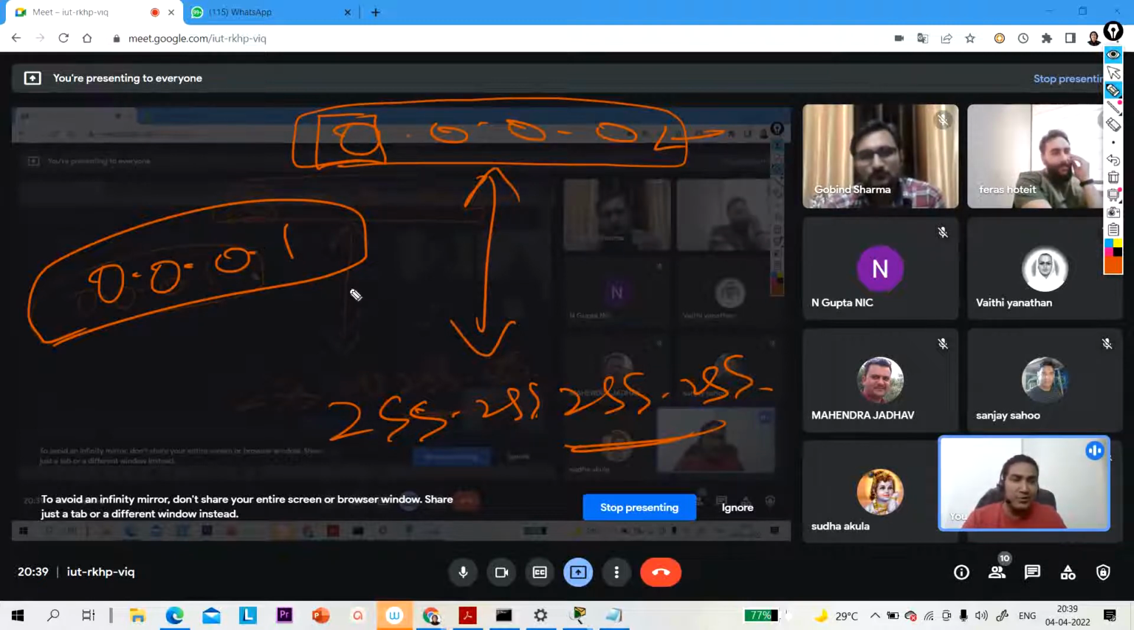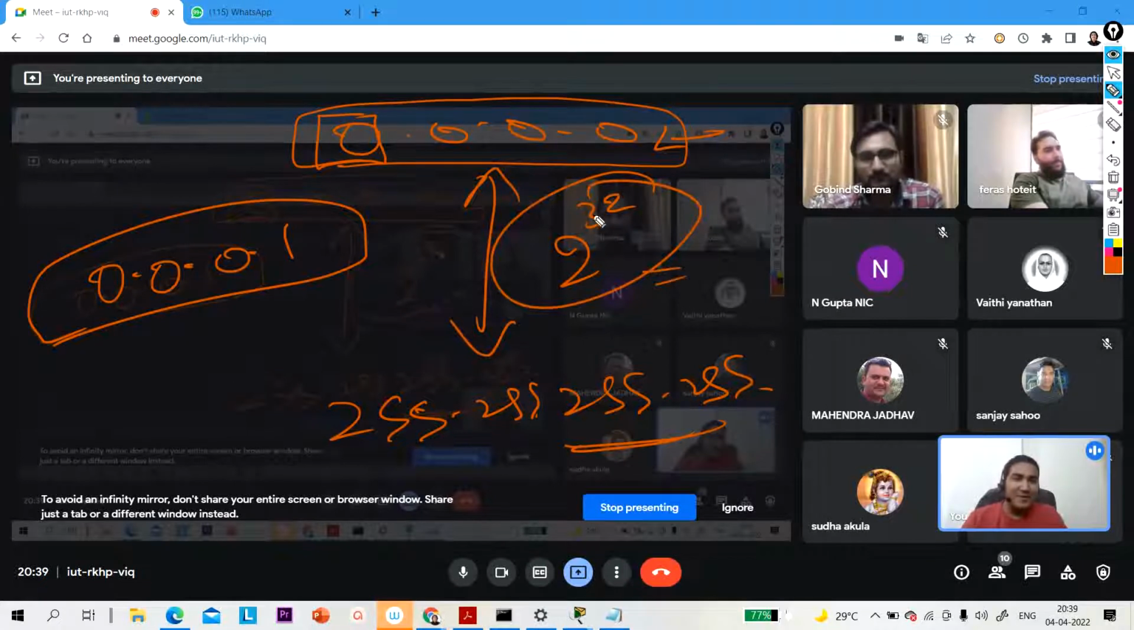Is it possible to remember which IP addresses are reserved? No, right? There are billions of IP addresses. So how many IP addresses can we form in IPv4, 2 to the power 32? What will be the value I will get?